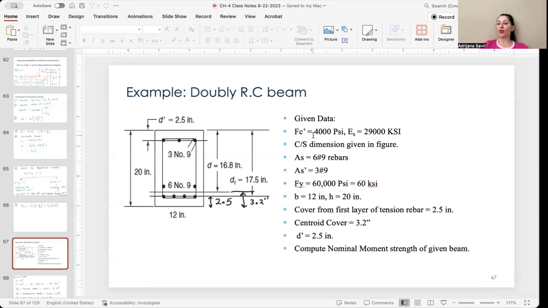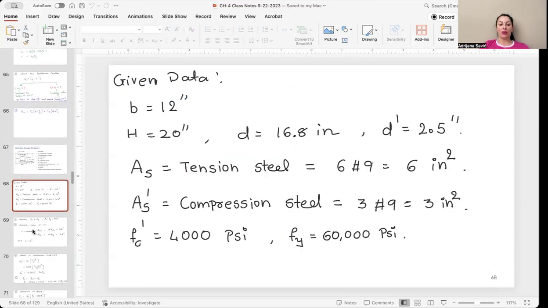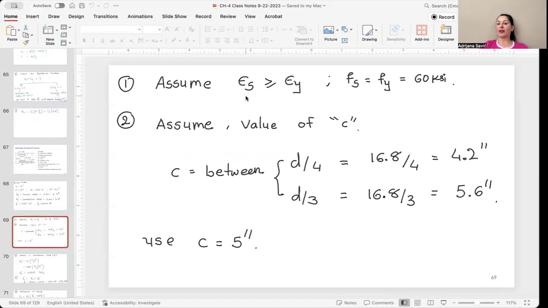So compressive strength of concrete is given to be 4,000 psi. Modulus of elasticity of steel is 29,000 ksi. We need to compute nominal moment strength of the given beam. So firstly, we assume that strain in steel is higher than or equal to yielding strain, and that stress of steel is equal to yielding stress, which is 60 ksi.